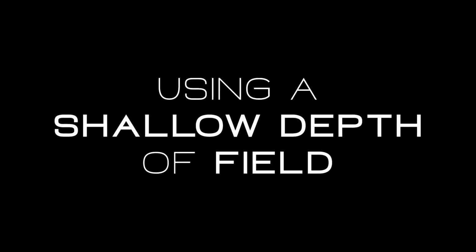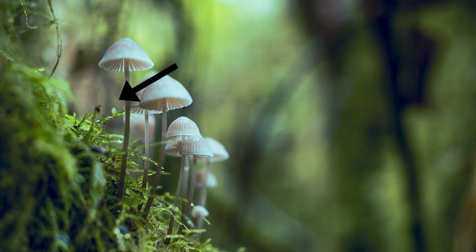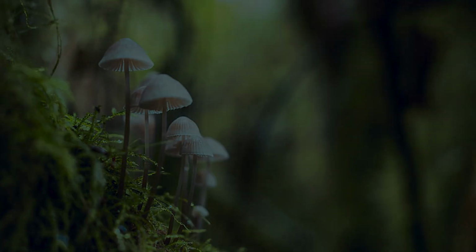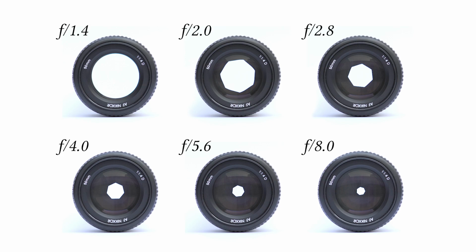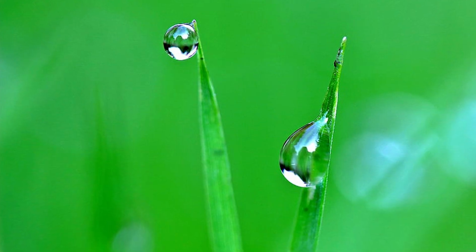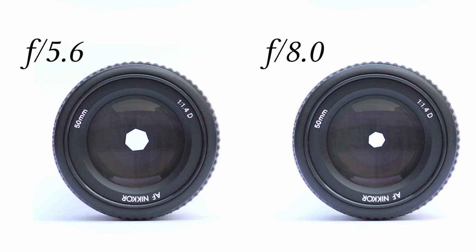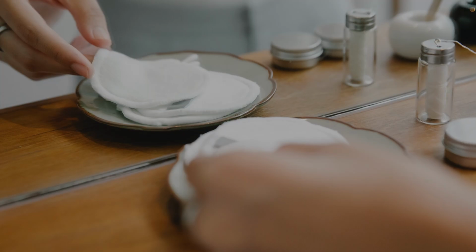Third, create depth. Using a shallow depth of field or aperture while shooting allows you to blur your background or the foreground, creating depth. It is marked by the F number. So, the lower your F number is, the more blurry your background will look, and the higher your F number is, the more clear your background will look.